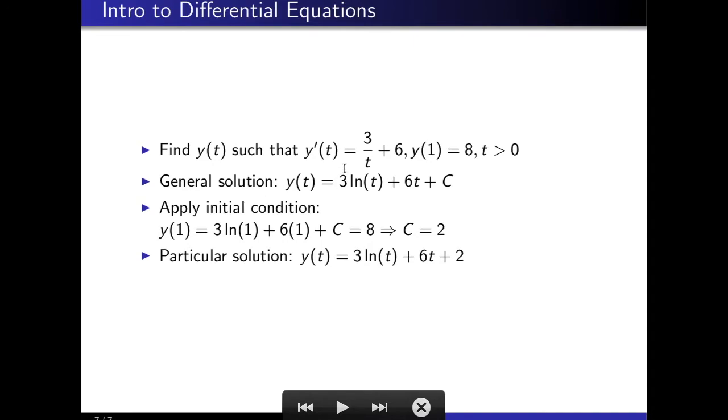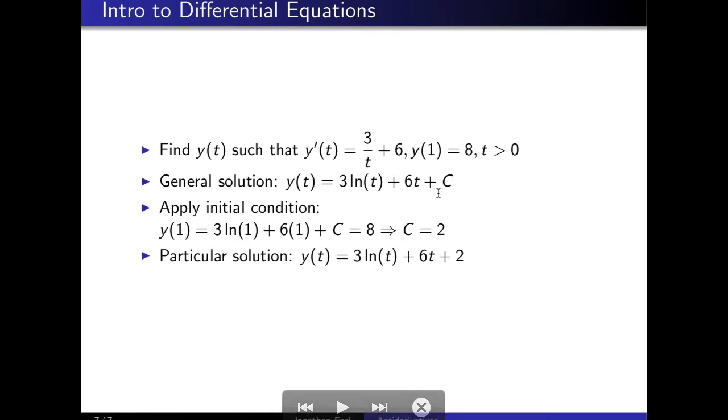So what we can do is find antiderivatives of these two pieces. An antiderivative for 3/t is 3 times natural logarithm of t. Really, we could have absolute values here, but we said that our value for t has to be positive, so we don't need to include the absolute values here. And then an antiderivative for 6 is 6t, and then we have our plus c.